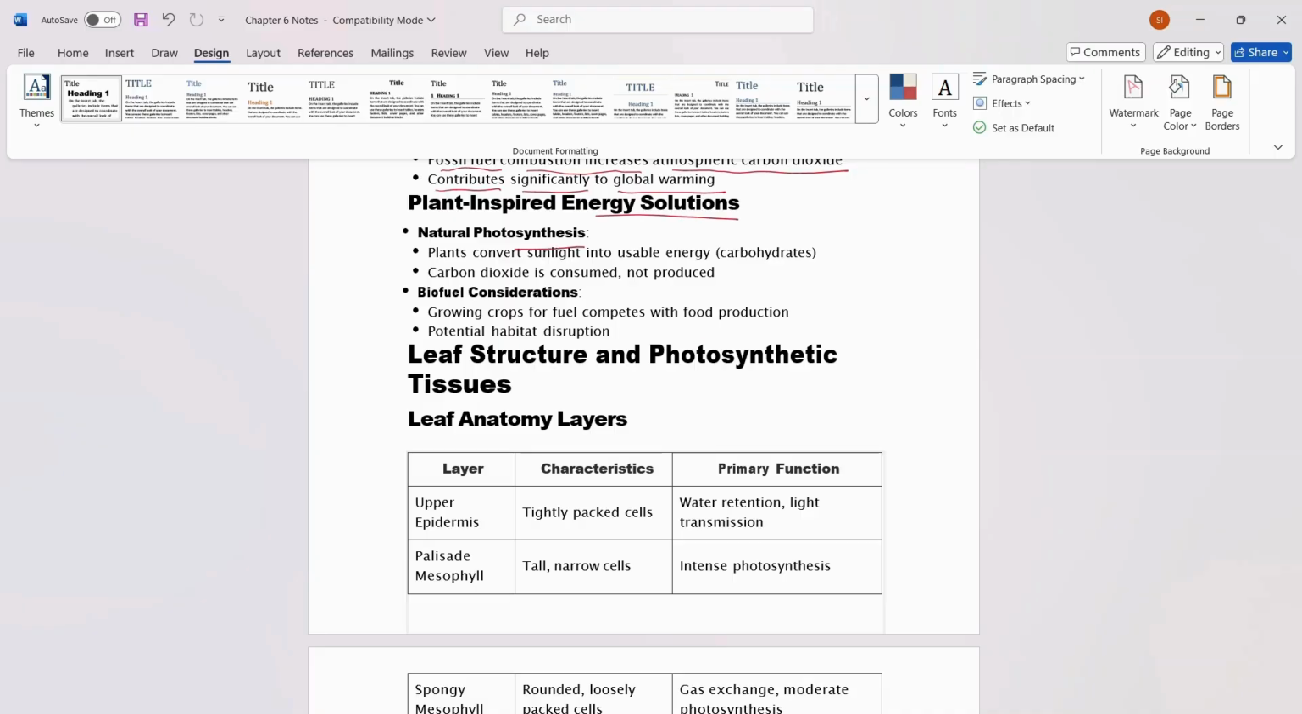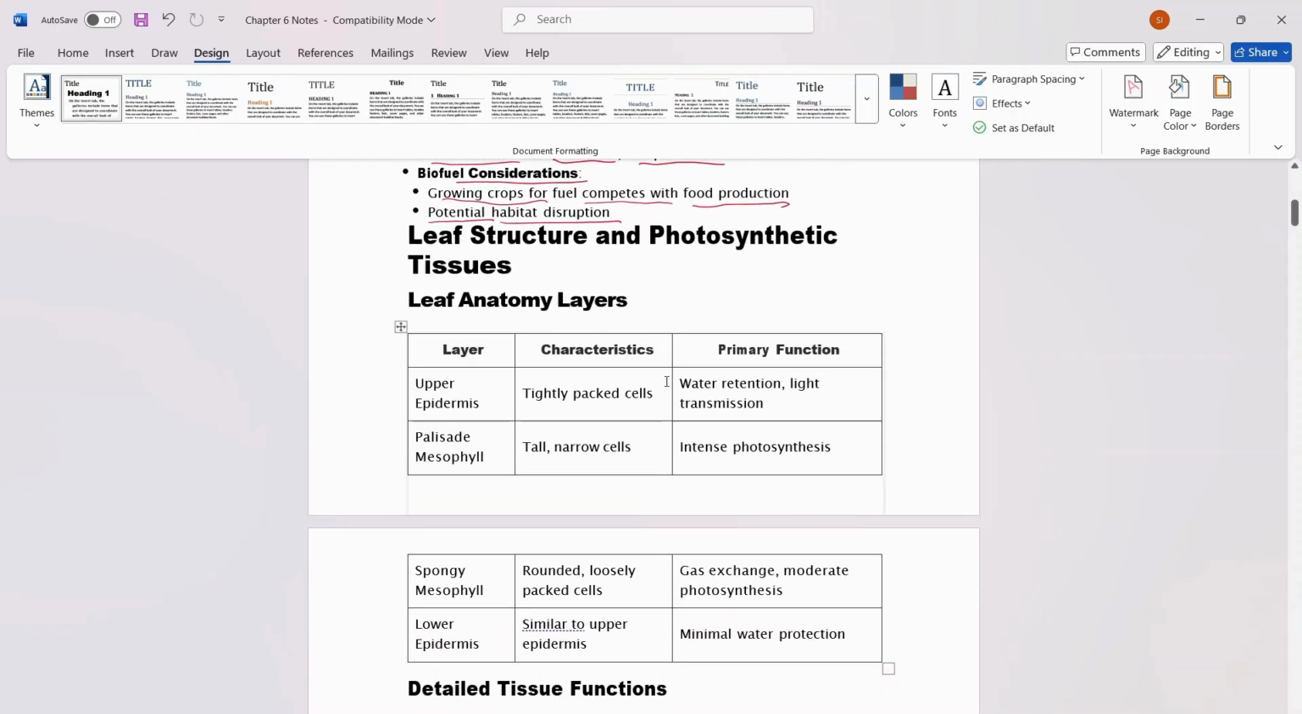Number 1 is natural photosynthesis. Plants convert sunlight into usable energy, which is carbohydrate. Carbon dioxide is consumed and not produced. Biofuels consideration: growing crops for fuel competes with food production. Potential habitat disruption. Next we will see about leaf structure and photosynthetic tissues.